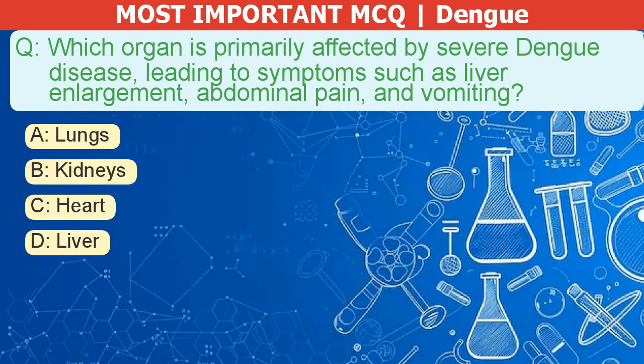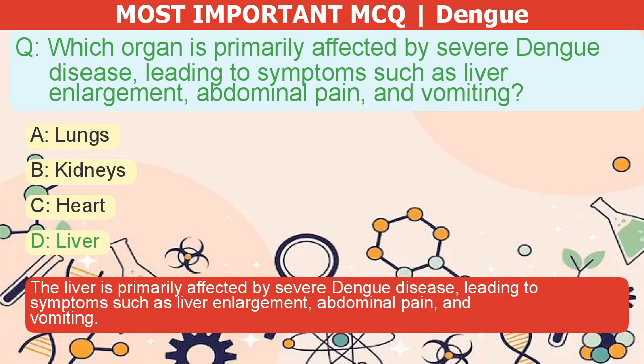Which organ is primarily affected by severe dengue disease, leading to symptoms such as liver enlargement, abdominal pain, and vomiting? A. Lungs. B. Kidneys. C. Heart. D. Liver. The correct answer is D. The liver is primarily affected by severe dengue disease, leading to symptoms such as liver enlargement, abdominal pain, and vomiting.